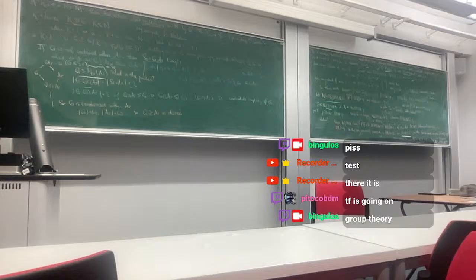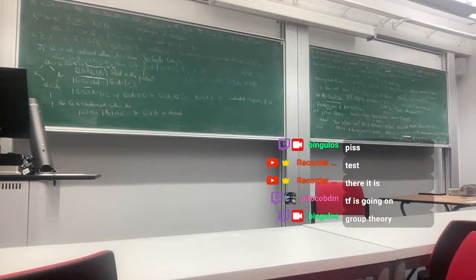Consider the kernel. Okay, wait, no. Consider G acting on the cosets of H. Let H be a proper subgroup of G. Okay? H is a proper subgroup of G. And then we let G act on the left cosets of H, on the cosets of H by left multiplication.